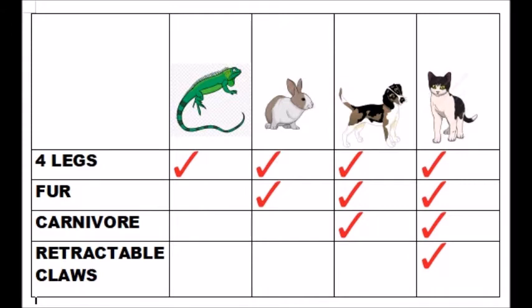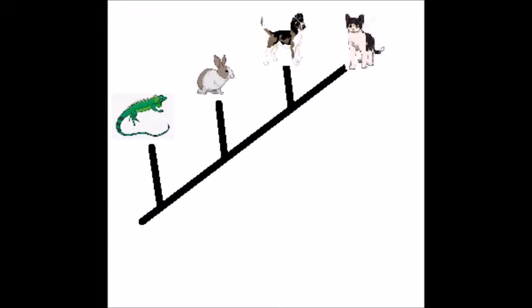Alright, so now we're going to switch it up, and now that we have a chart, we're going to start writing our cladogram. So begin by making a diagonal line, make it from the bottom of the page to the top of the page. And then we're going to branch off all 4 of these animals to the top part of the diagram. Now you can write the word iguana, rabbit, dog, or cat, and you can just show each of those branching off. But the way I'm going to do it is I'm just going to draw the picture.